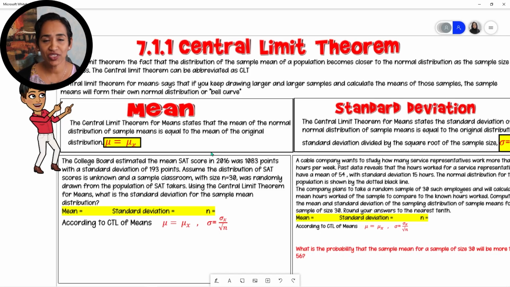Welcome back. This is section 7.1.1, the central limit theorem. Very important and it will be slightly confusing, so I want you all to pay complete attention. Let's go ahead and read what the central limit theorem says.